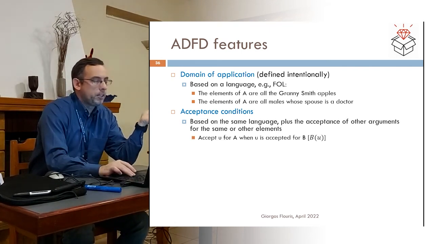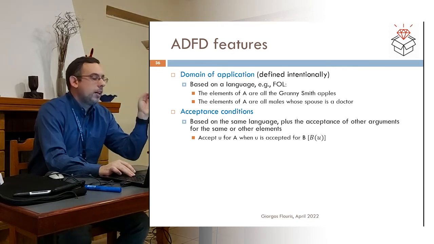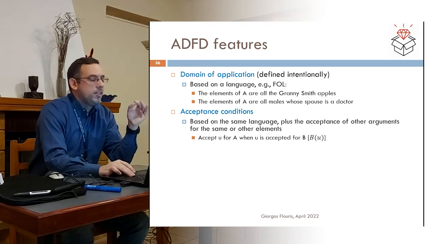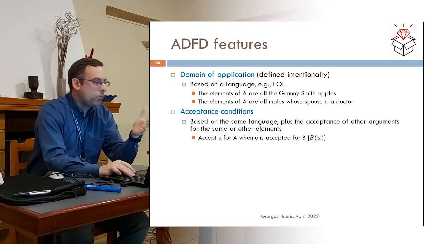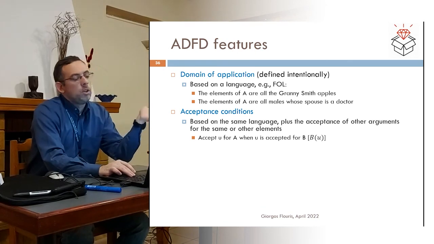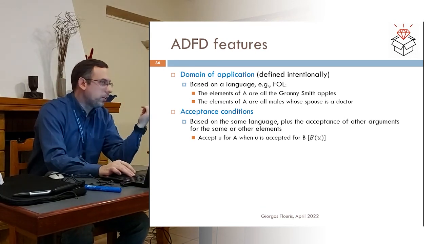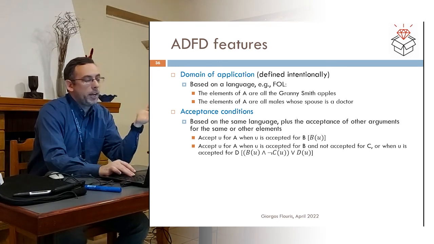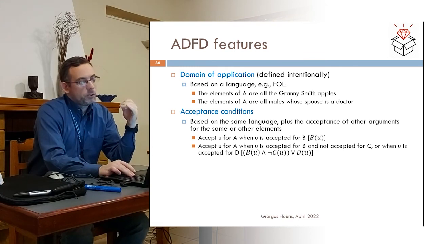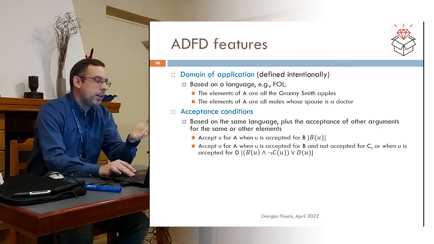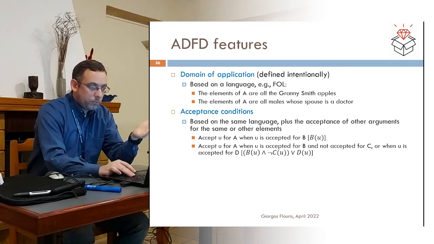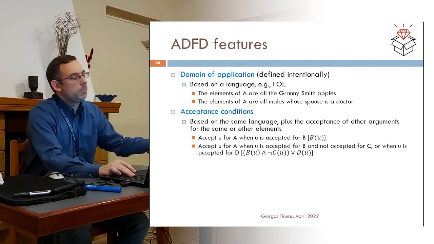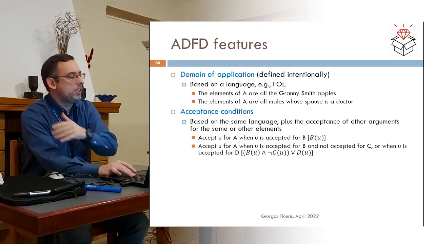Examples will make it clearer. For example, accept a certain element U for a certain argument A when U is accepted for B. This is expressed by the formula in the brackets, B of U, a very simple first order logic formula with one free variable. The same can be done here: accept U for A when U is accepted for B and not accepted for C, or when U is accepted for D. Again, a very simple formula with one free variable that shows whether U should be accepted for A, depending on whether it is accepted for B, C, and D.